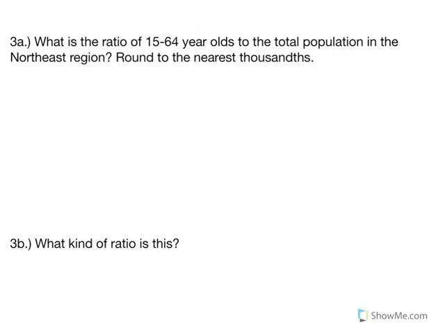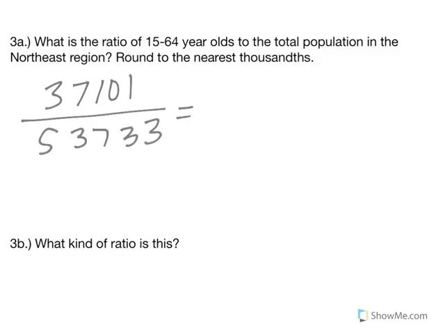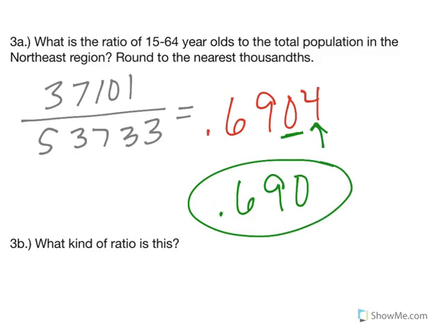Now, we're going to do the same ratio for the 15 to 64-year-olds. Okay, so we found early on in this problem that there are 37,101 in the working class, and there are 53,733 total. When I divide, I get 0.6904. Again, thousandths place. Look one past. 4 rounds down, so my answer is 0.690. And again, this is part to whole because the 15 to 64-year-olds are part of the population, and the 53,733 represents everybody. So that's the whole population, so part to whole.